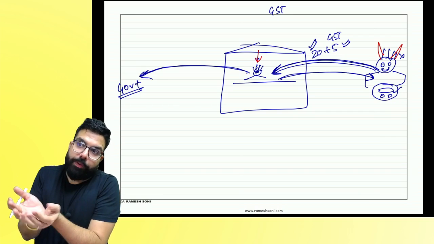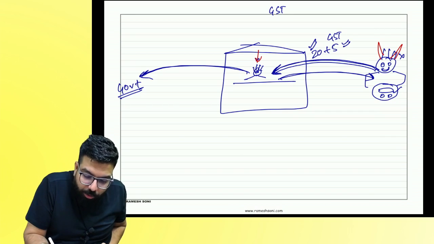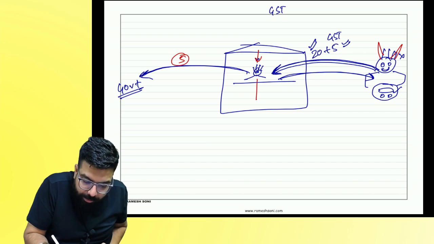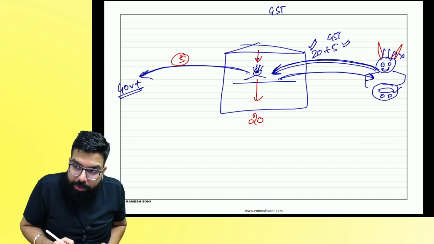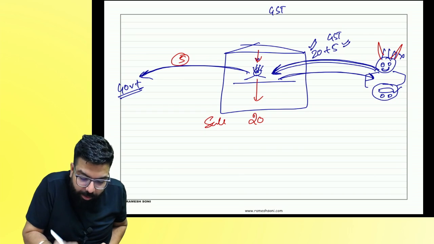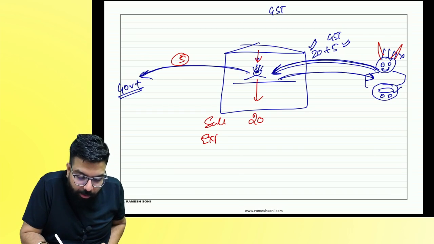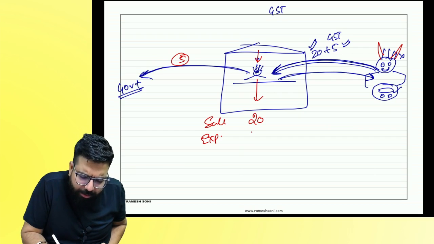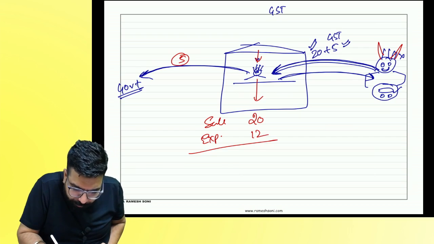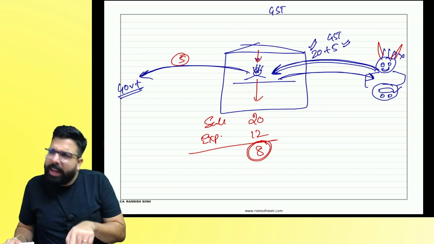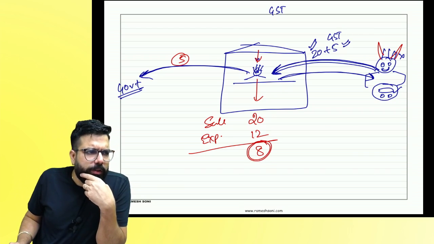You guys understood? Now I'll tell you. These 5 rupees came from here. 5 rupees went to the government. Uncle made how much? 20 rupees. This was the sale amount, right, everyone? His expense was there to make the masala dosa, might be 12 rupees. How much profit did he make? 8 rupees. Does he also have to pay some tax?